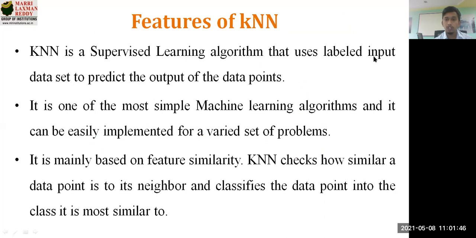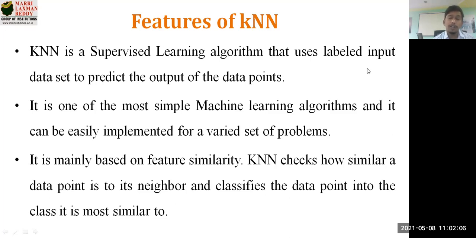Talking about the features of KNN, that is, K nearest neighbor: KNN belongs to the supervised machine learning concept because it comes under classification, where labels are already available. It uses a labeled input data set to predict the output of new data points.